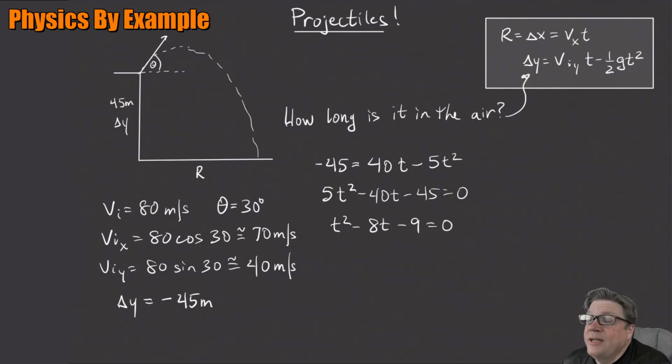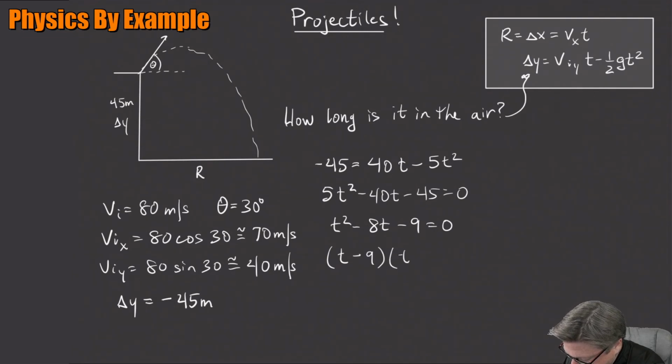Cool. So that's ready to go into the quadratic formula. But maybe you remember from some algebra class, always take a look at it and see if it's something you can factor easily. It turns out this one is. I could say that's t minus 9 and t plus 1 equals 0. So I factored it easily. So t is 9 and minus 1 seconds.